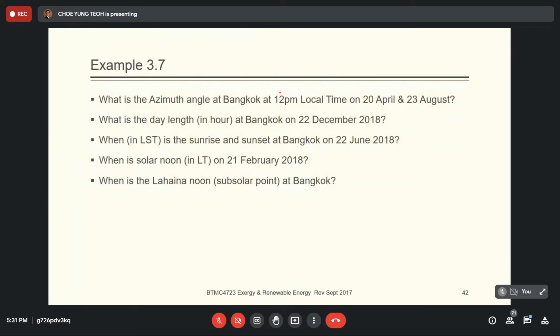Okay, let's try this. I already answered the last part. When is the subsolar point at Bangkok? I think it's similar to the first one, Palermo. Let's try this for the second one. You try first, I will give you the answer later.